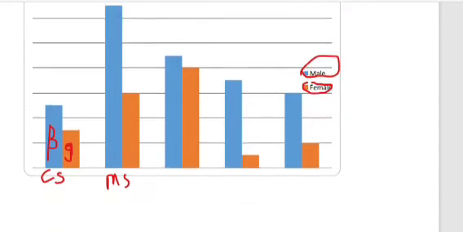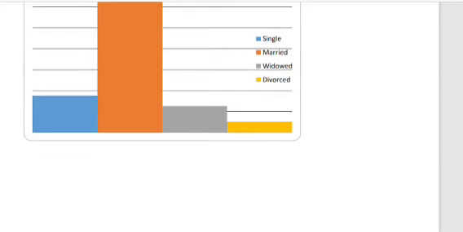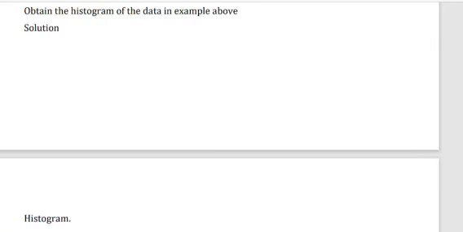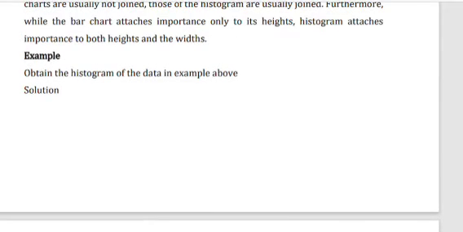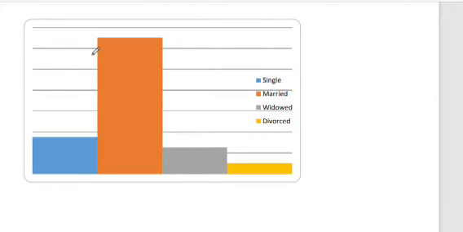Okay, let's move on. Okay, the next one is histogram. For histogram, the bars are joined together. So you can see from here that these rectangles are joined together. There is no space between them. Look at them, they are joined together. Where the first one stops, the second one starts there. Where the second one ends, the third one starts there. And where the third one ends, the fourth one starts there.